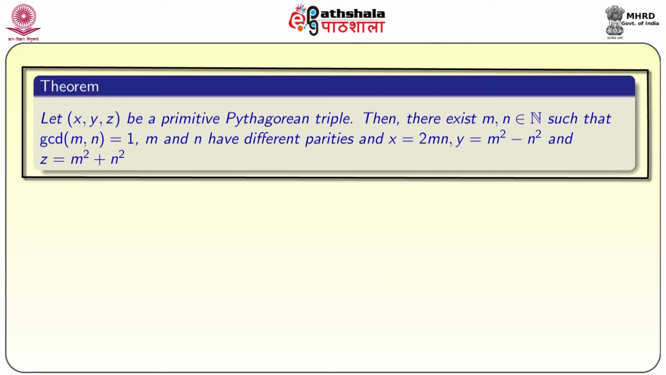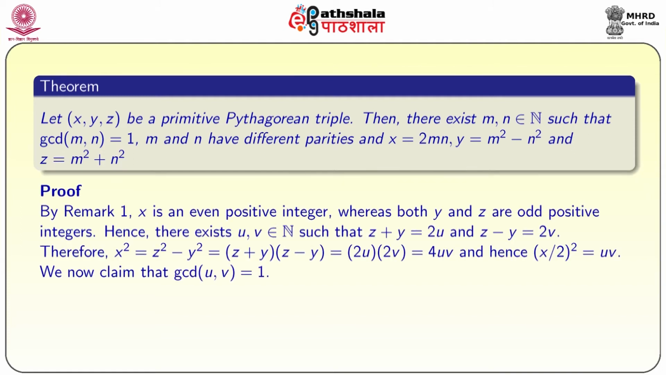Here the hypothesis is simple: let x, y, z be a primitive Pythagorean triple. The remaining part is the conclusion, that is, what we have to show is that there exist m and n satisfying the following properties: GCD of m, n equal to 1 and m, n have different parities, that means both cannot be even or both cannot be odd. And then we have to show that x equals 2mn, y equals m square minus n square, and z equals m square plus n square.